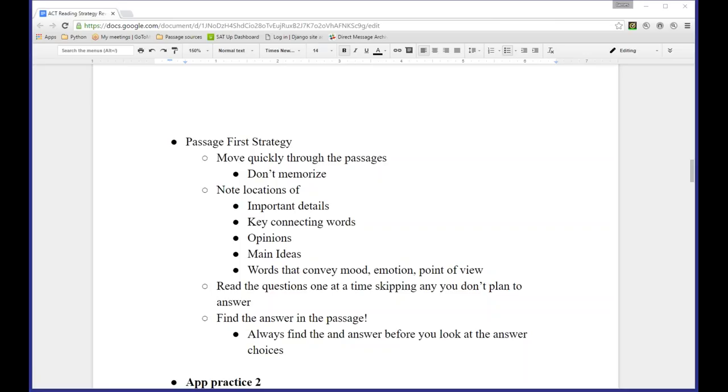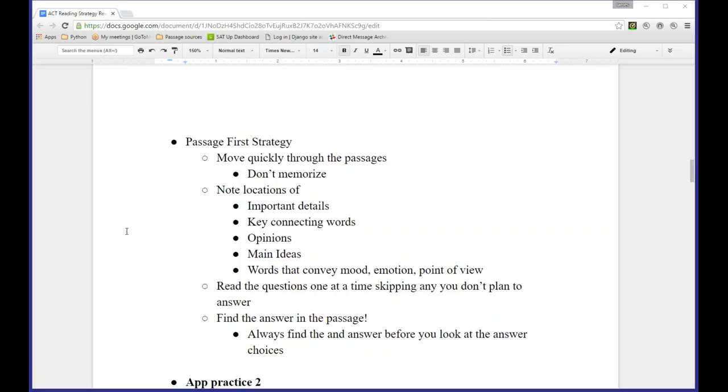All right, let's move on now. We're going to take another quick peek at the passage first strategy. We just covered the question first strategy. We're going to cover the passage first strategy because those of you who are doing passage first, I don't want you to feel left out, like I forgot about you. I didn't. I personally use a combination also. I do question first, then passage. It depends on the test.